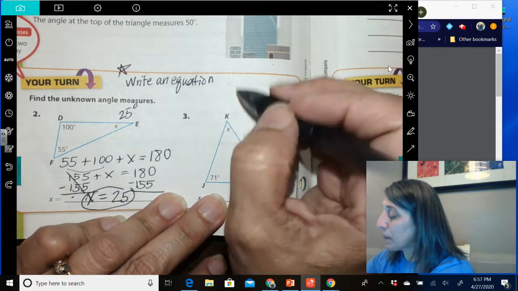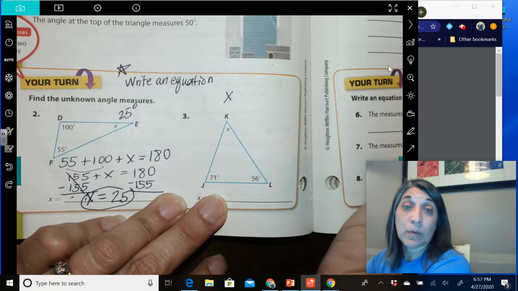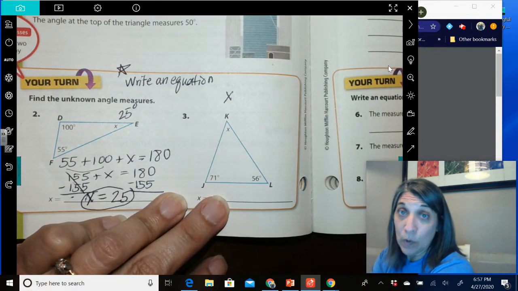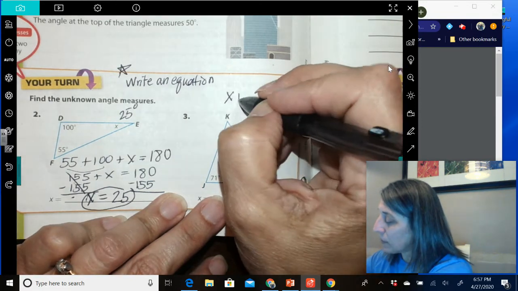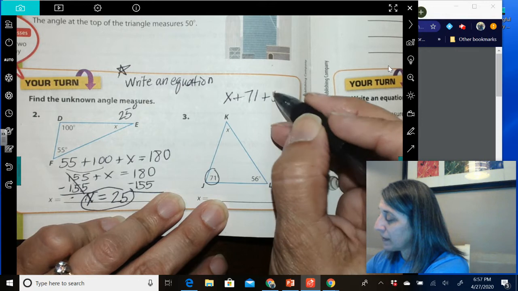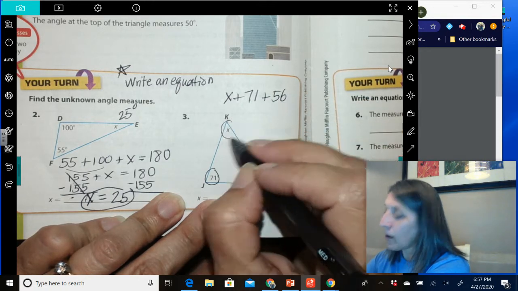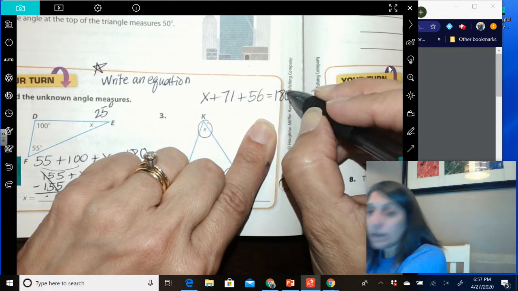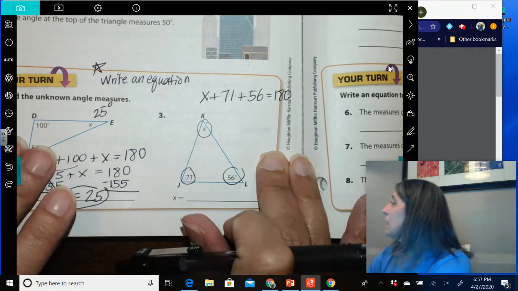So this time I'm just going to put the x here. Does it matter what I put first? No, because we know the commutative property. When I'm adding, I can put things in any order, right? So I'm going to do x plus 71. So that's one angle, plus 56. That's my other angle. I'm adding all of these three together, and it's going to equal 180. Right? I didn't leave very much space.